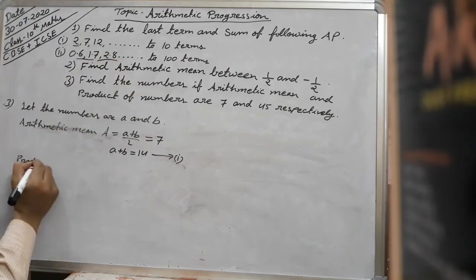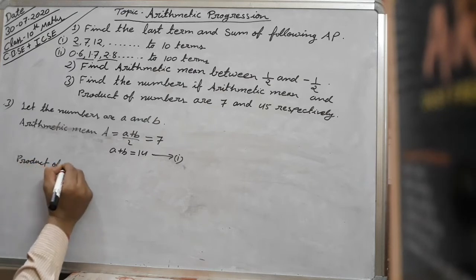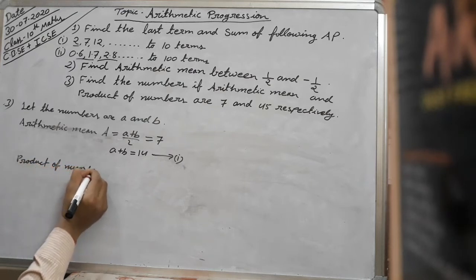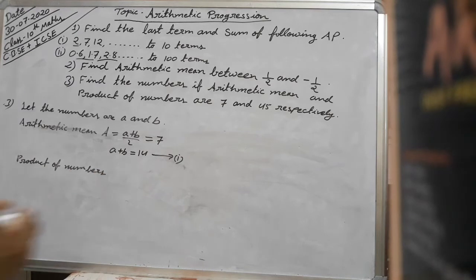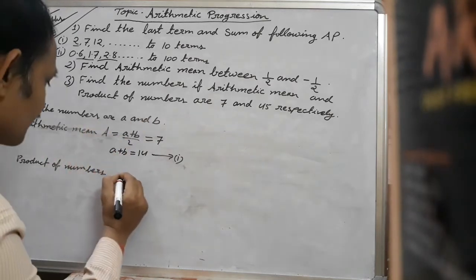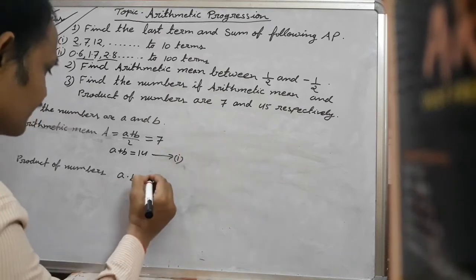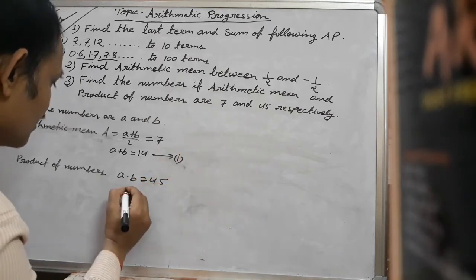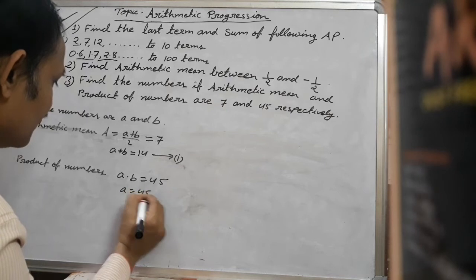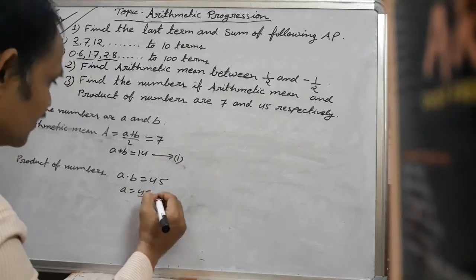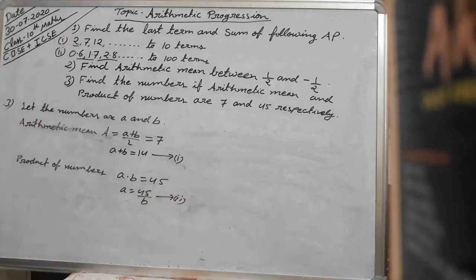Now, product of numbers. What is the product of numbers? That is, the numbers are A and B. Therefore, A into B is equal to, what is that? 45. Or A is equal to 45 by B. Okay, this is the second equation.